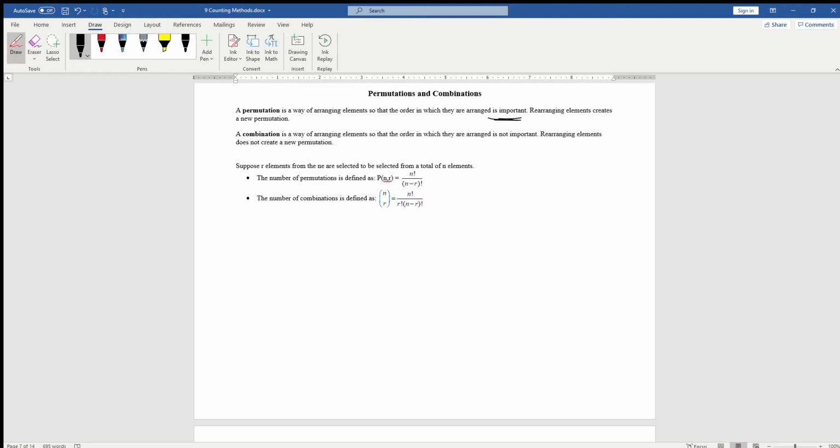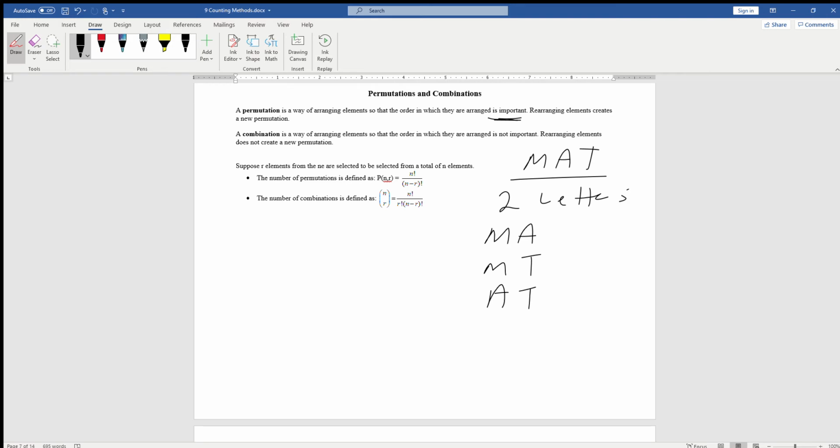Okay, so let's say, for instance, I have three letters. Let's just say we have M-A-T. And let's say I only pick two letters. So one combination or one permutation would be M-A, another one would be M-T, another one would be A-T.